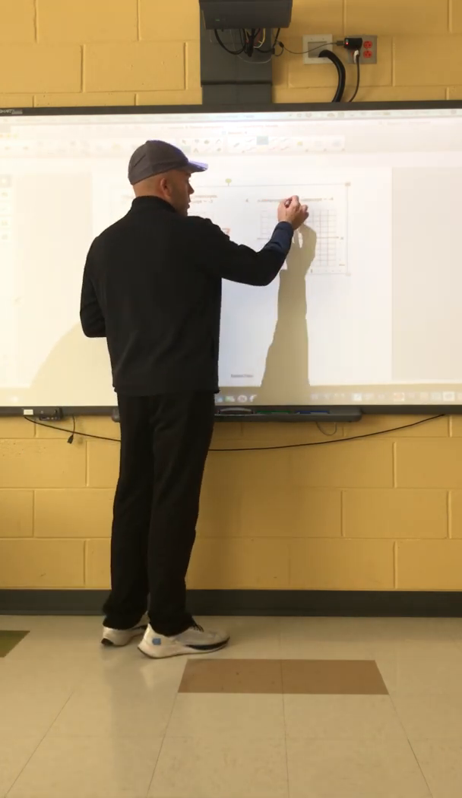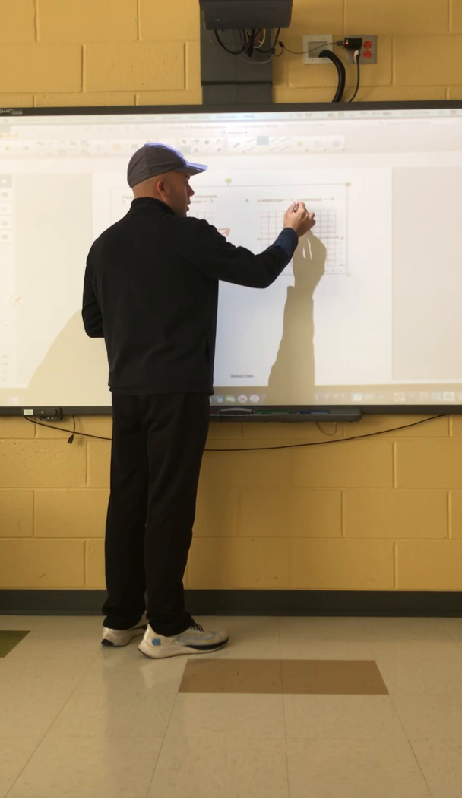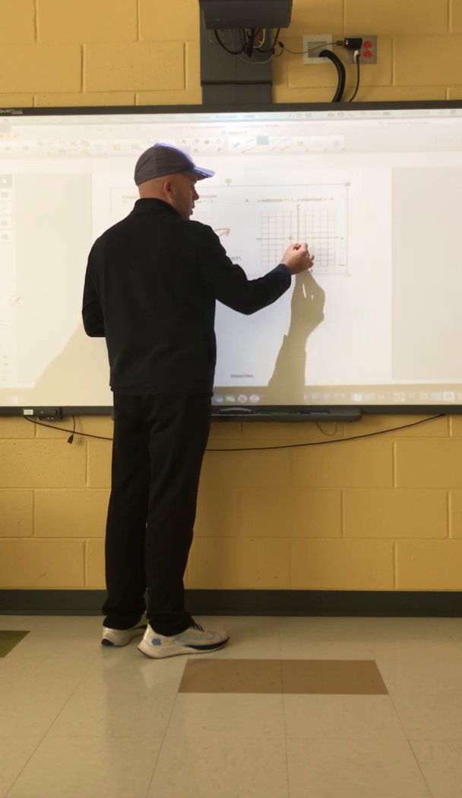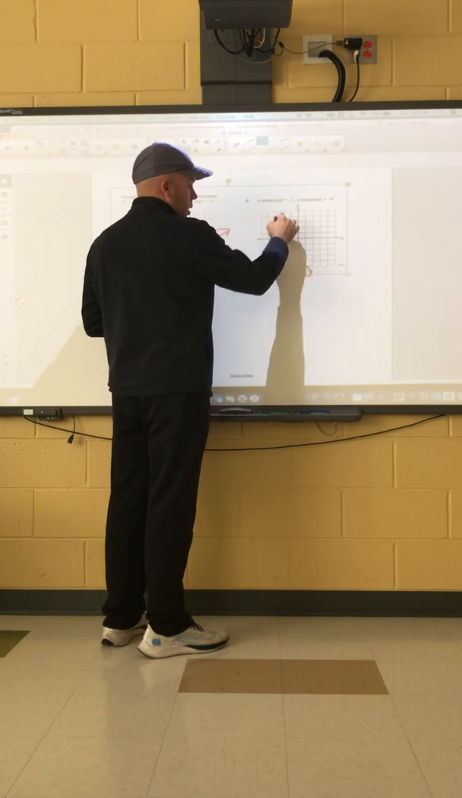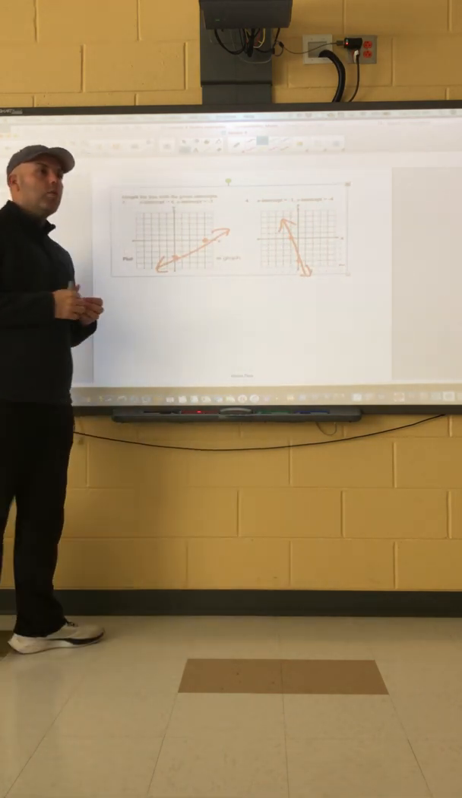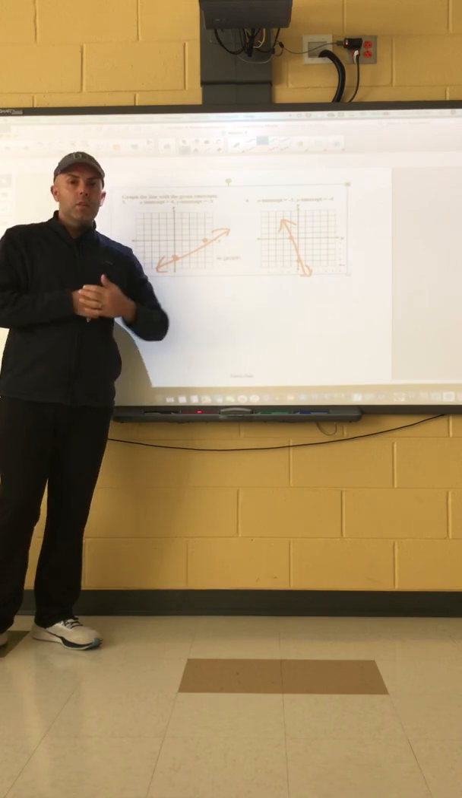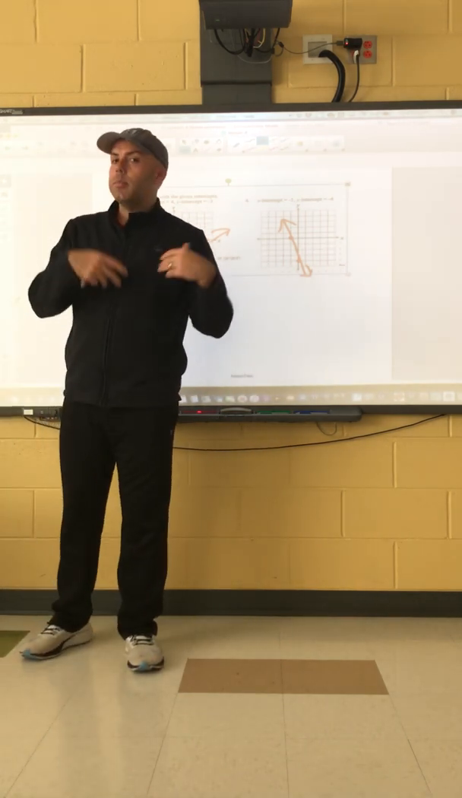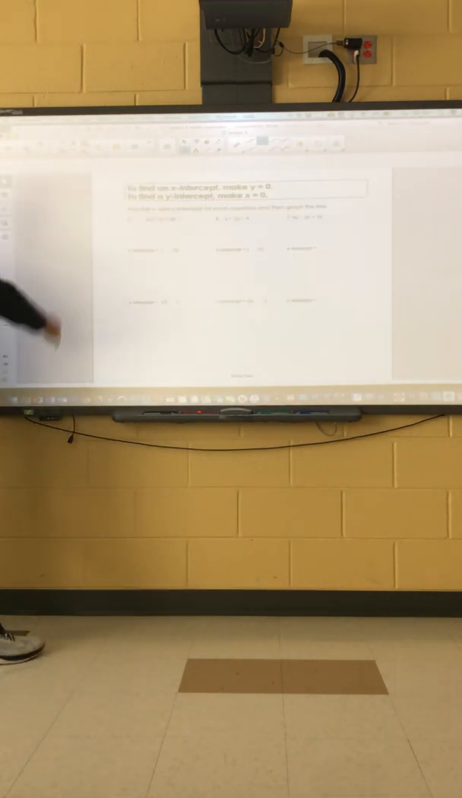Here, the x-intercept's at -1, so I go left 1. The y-intercept's at -4, so I go down 1, 2, 3, 4. Boom. And then I'm going to toss my line through it with arrows. So again, I can graph the entire equation if I know the x and y-intercept. So what do I do if I want to graph the x and y-intercept but I don't know them? Let's show that. That's our last thing here for lesson 4.